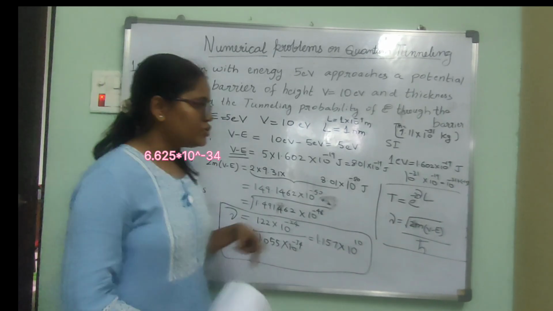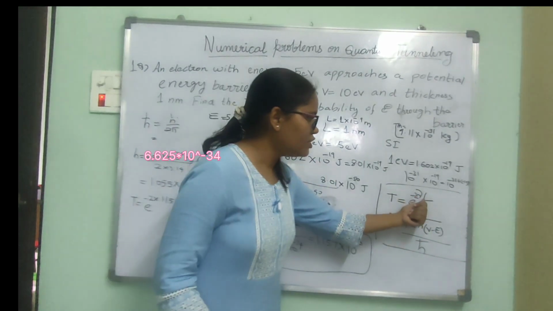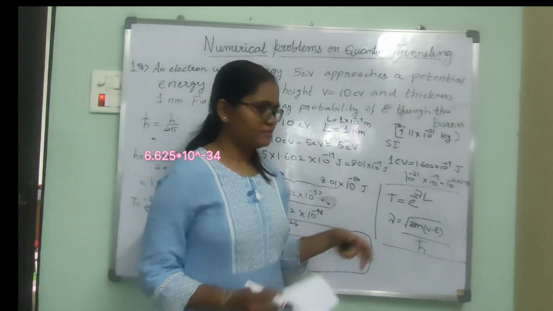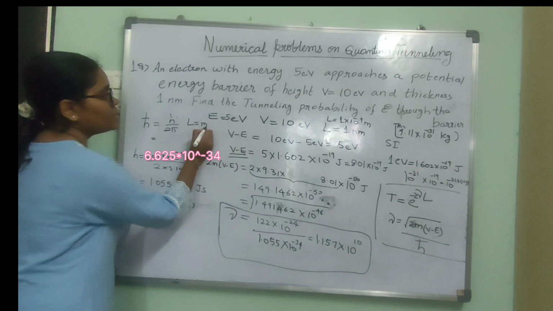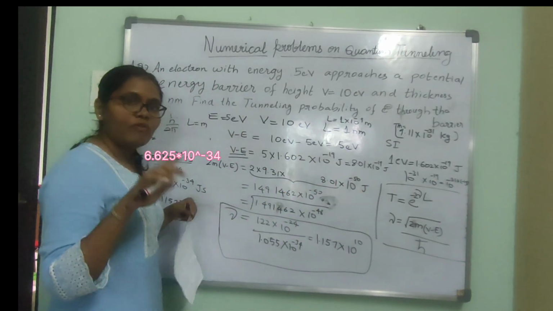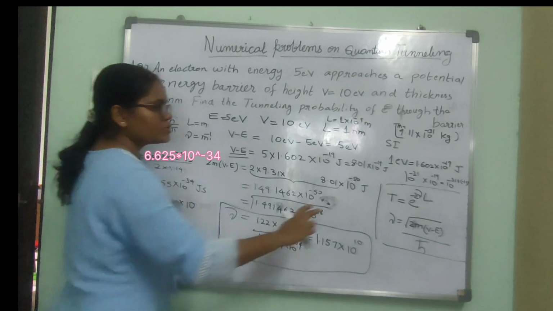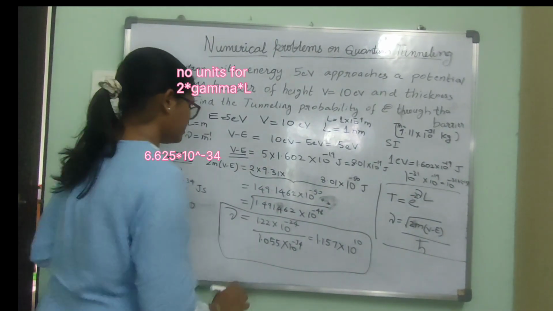So this 2 gamma L will not have units because the unit of length is meter, right? So the unit of length here is meter. Then the unit of gamma would be 1 by meter. So gamma would be meter inverse. So this would cancel each other and you will have no units for gamma.